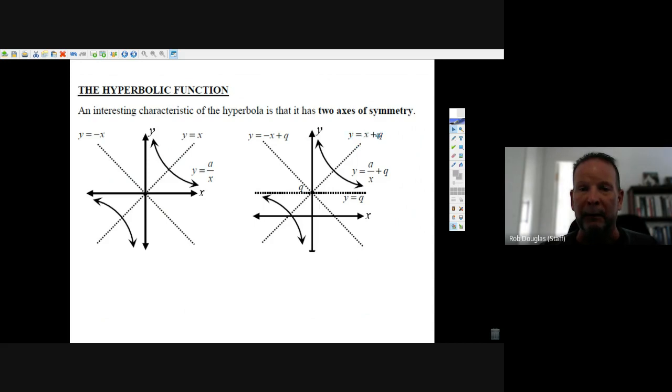Y equals x plus 5. You look at the point where y equals q, the asymptote. It's not the y-intercept. It's the horizontal asymptote, the one that you use to draw the hyperbola. If you go to that q and just add that q, you'll get y equals x plus q is the axis of symmetry with the positive gradient. And minus x plus q is the one with the negative gradient. That's it for axis of symmetry.